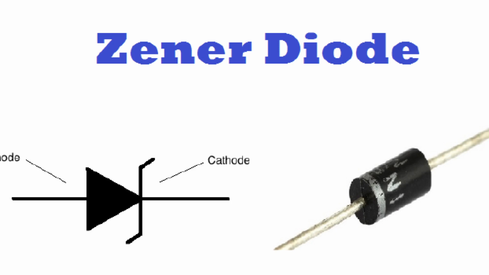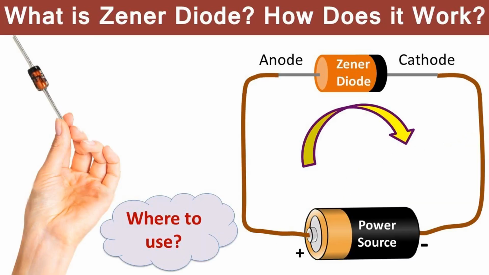In many applications, the input voltage may vary due to fluctuations in the power source or changes in the load being driven by the circuit. Without proper voltage regulation, these variations can lead to undesirable consequences, such as improper functioning of electronic components, data corruption, or even damage to sensitive devices. Voltage regulation can be achieved using various techniques and components, with Zener diodes being one of the popular choices.